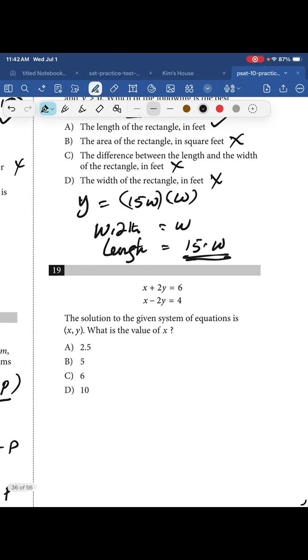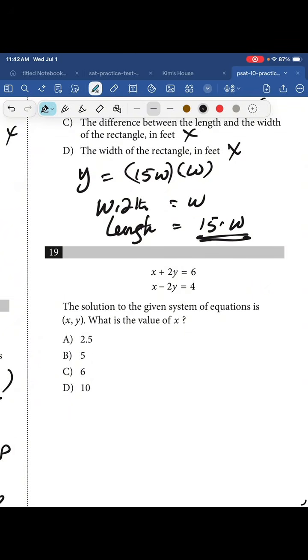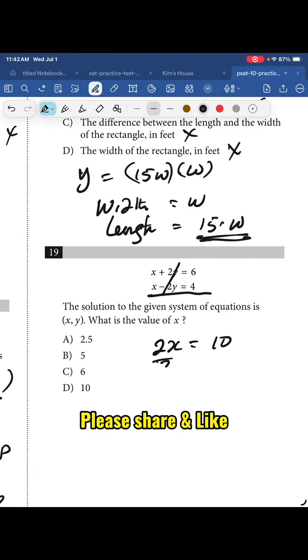Okay, in feet. The solution to the given system of equations is (x, y). What is the value of x? So just apply the elimination method. You eliminate this, you have 2x equals 10, divided by 2, divided by 2. This and this go, so your x is 5. Easy.